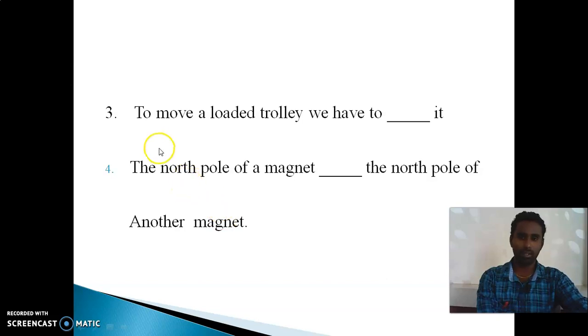Always you have to know one thing. Opposite poles attract each other. Similar poles will repel each other. That means north pole and north pole will repel. North-south or south-north will attract. Shall we go to the next question?